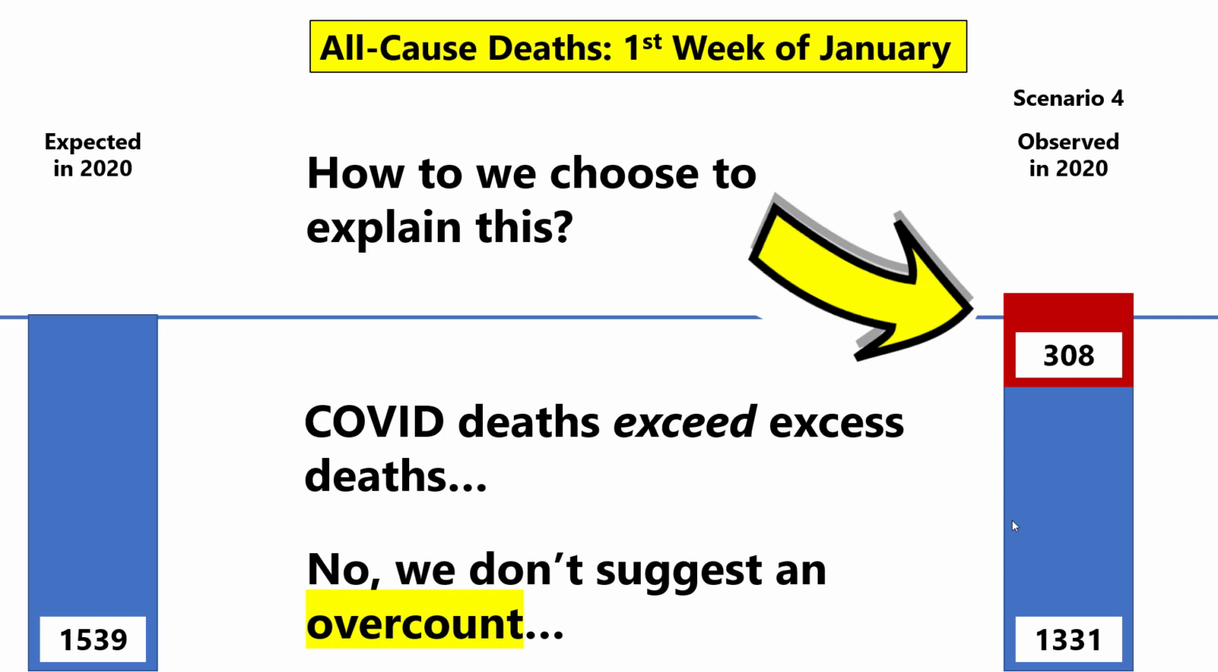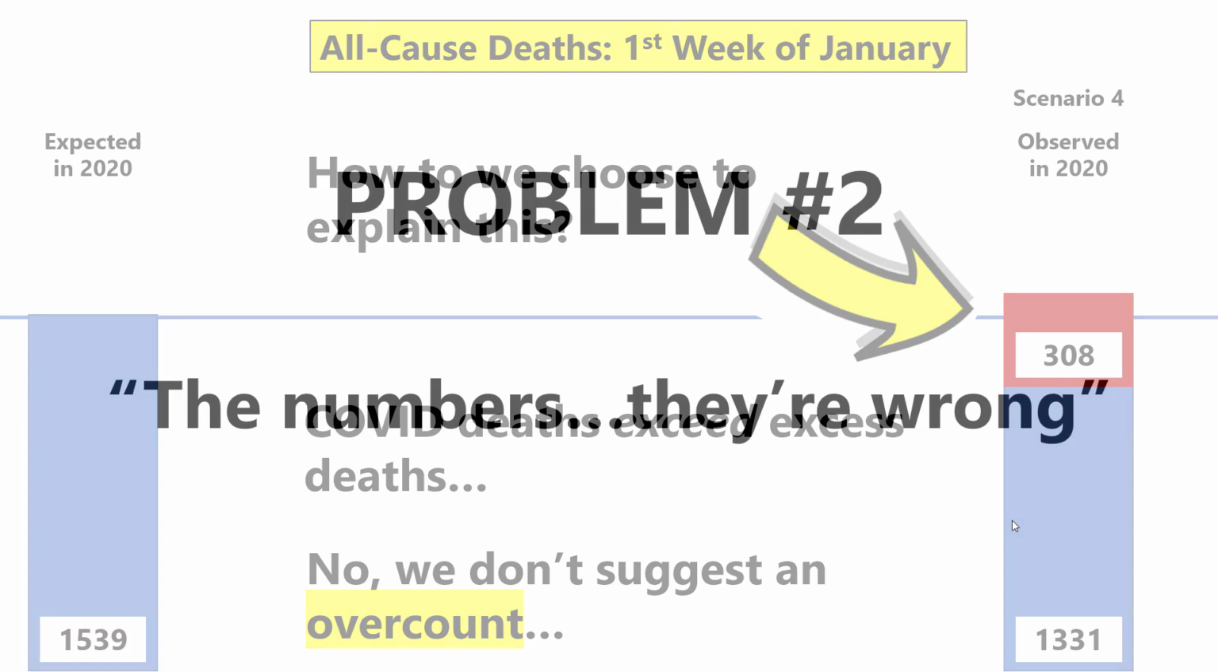No. We would say, well, there may be fewer deaths from other causes, like motor vehicle accidents, because we're not driving as much. And that's really what explains this situation, at least in part. We would provide more context. Well, why don't we do that for a situation in which COVID deaths are less than excess deaths?